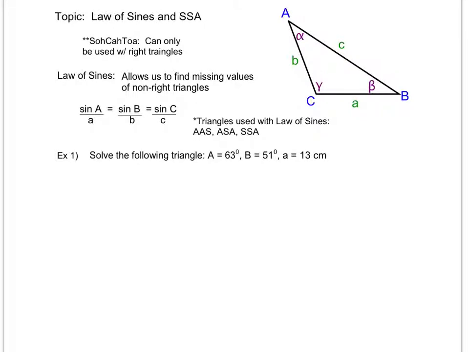We've already been studying how to solve triangles. We've looked at using SOHCAHTOA. The drawback with SOHCAHTOA is that it only works with right triangles. So what happens if we want to know information about a non-right triangle?